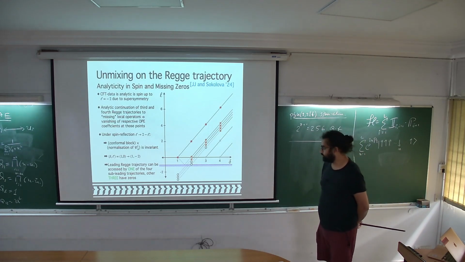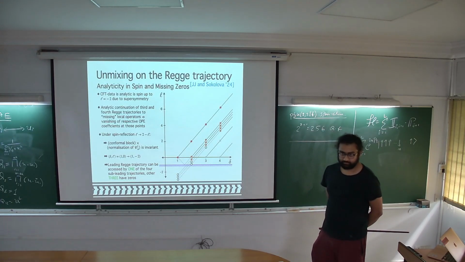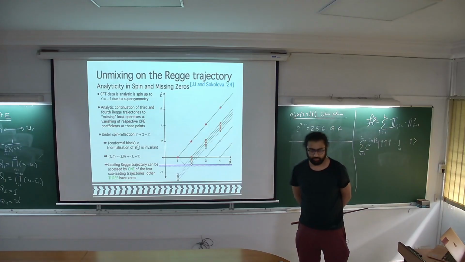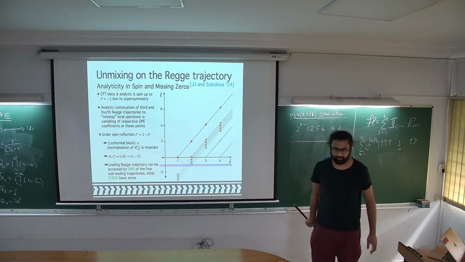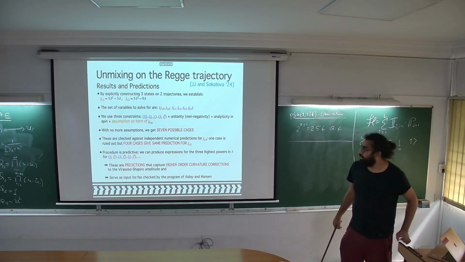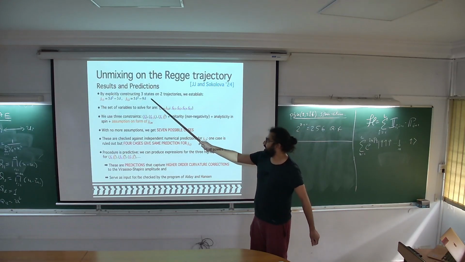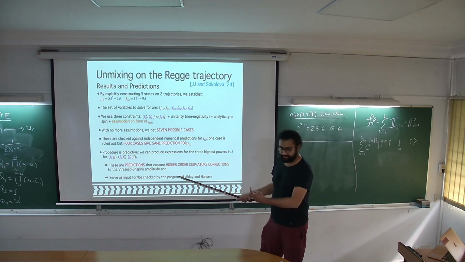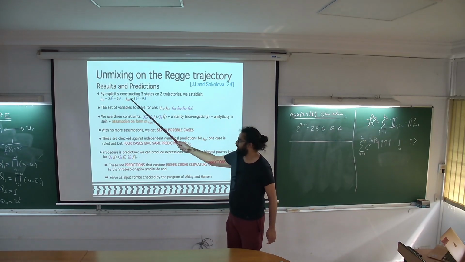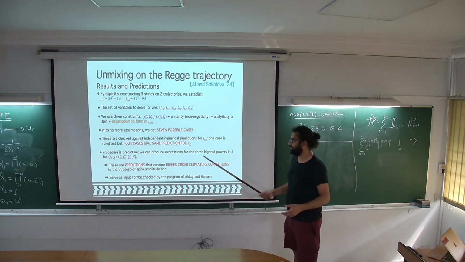So 1, 2, 3, 4, 5, 6 plus this extra reflection. It's literally that. Okay. So as I said, by explicitly constructing 3 states on the 2 basic trajectories, we established that J11 and J12 are some functions, whatever.